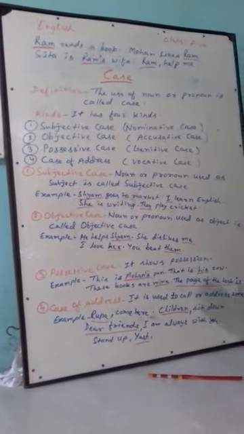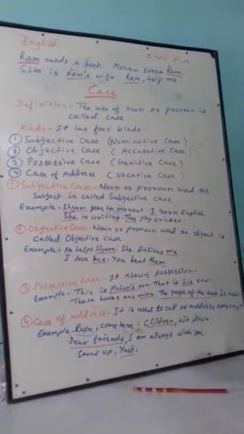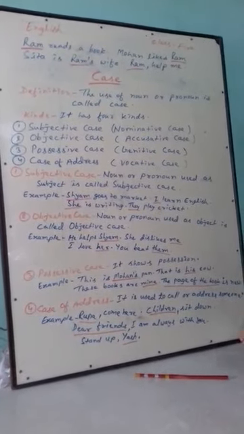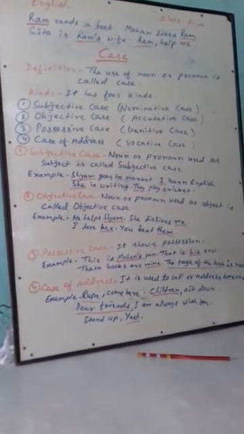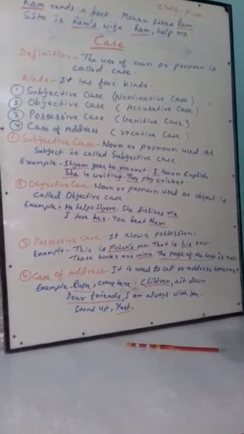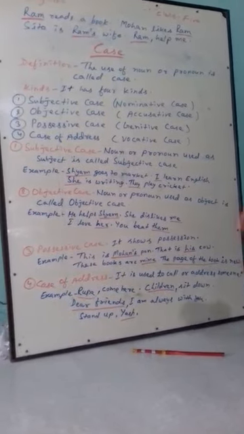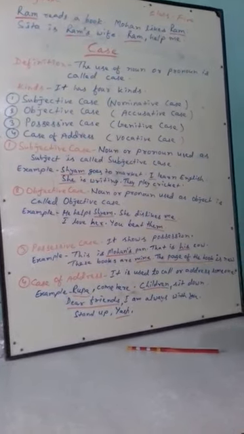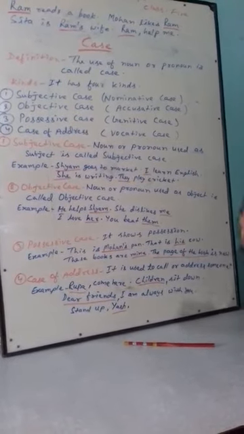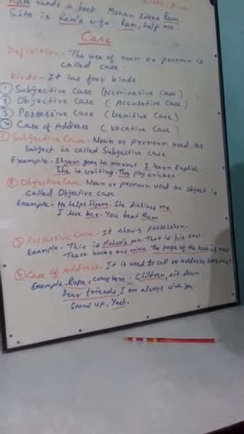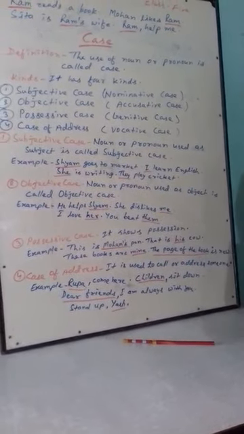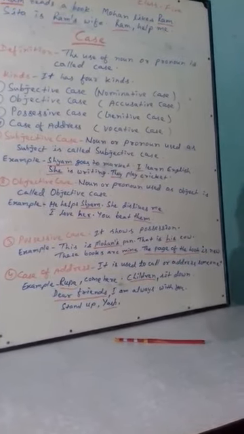Once again I am summarizing the case. Case means the use of noun or pronoun is called case. It has four kinds: subjective case, objective case, possessive case, and case of address. When noun or pronoun is used as subject, it is called subjective case. When it is used as object, it is called objective case. When it shows possession, it is called possessive case. And when it is used to call or address, it is called case of address. Something more we will learn next day.